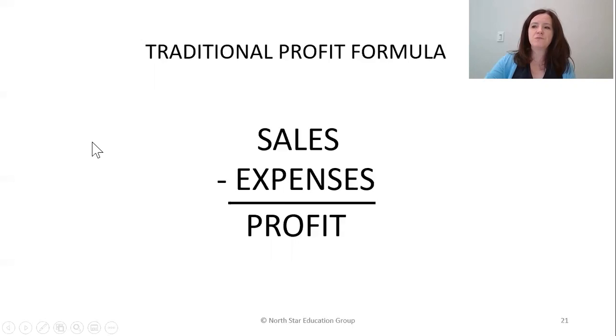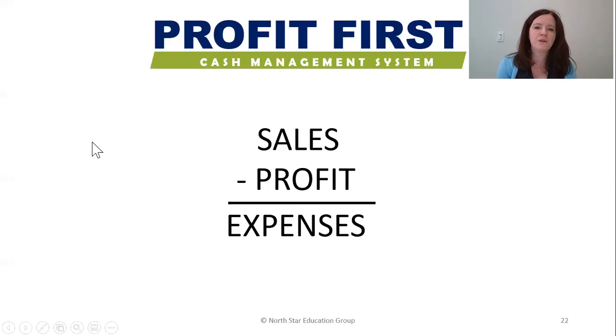So with Profit First, what we're going to do is flip that formula around and say, instead, sales minus profit equals expenses. What we've just done is moved profit up that list of words. So now we're going to place more significance on the profit. We're going to make profit our main course, our main focus, and instead we're going to relegate expenses to the leftovers. So this is the concept of serve sequentially under the Profit First system.